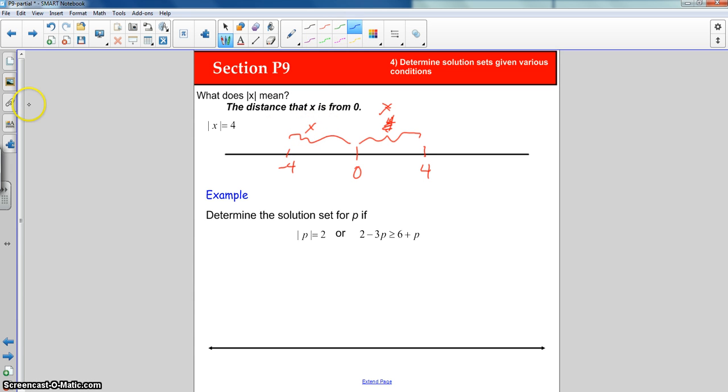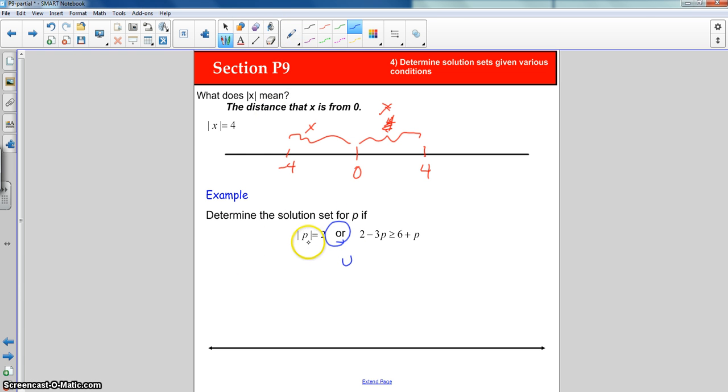Now let's look at this other problem here. It says determine the solution set for p if the absolute value of p is equal to 2 or 2 minus 3p is greater than or equal to 6 plus p. Now, this we just talked about, so we're all set up to handle that. This we saw how to do in the last video. This is essentially just solving for p with a linear inequality, and so we know how to write that solution set. But now this or, remember that in set notation, when we see the word or, we want to think union.